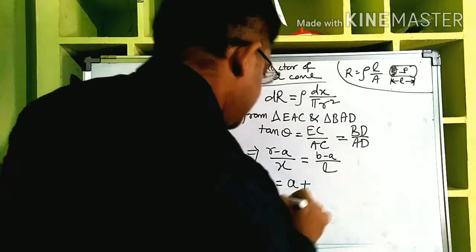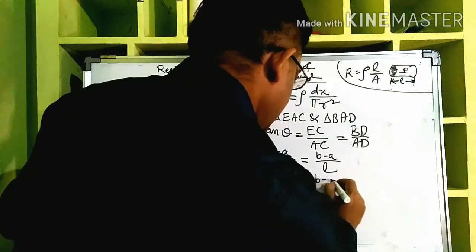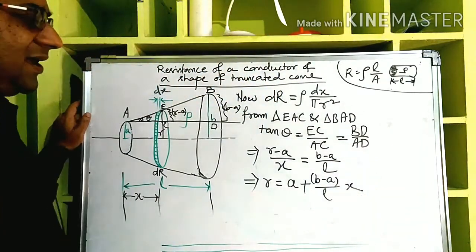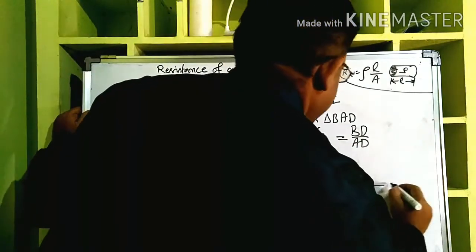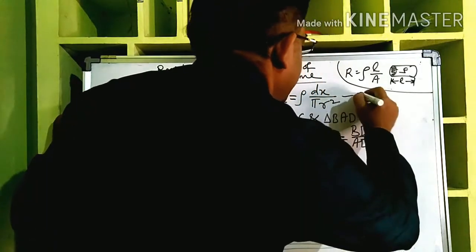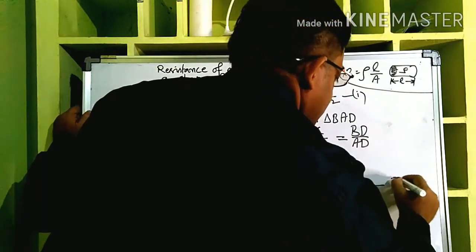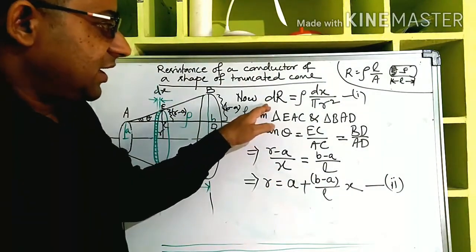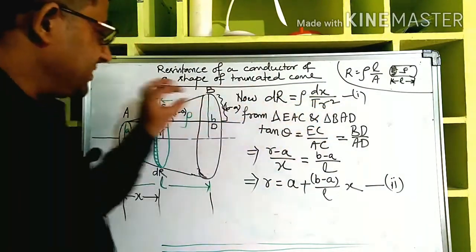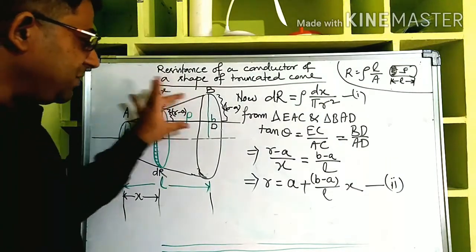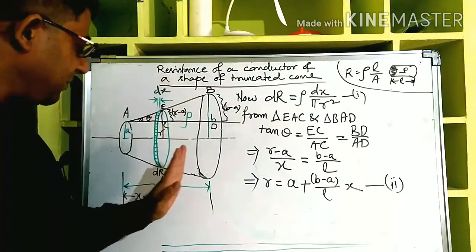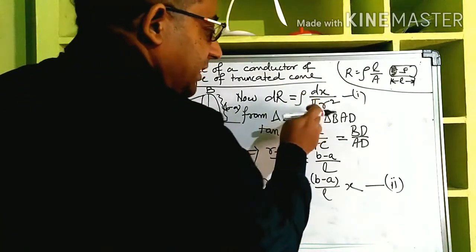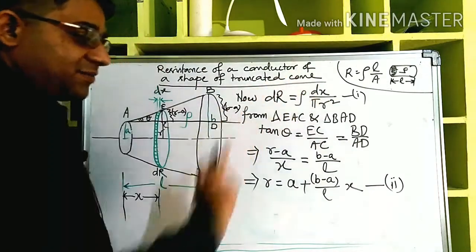So A plus (B minus A) by L into x. Let us label them: let's make this equation 1 and this equation 2. Now what we'll do is, in dr there was one r present. That r can be anything in between. At different places of x, if we take r, it will be different.